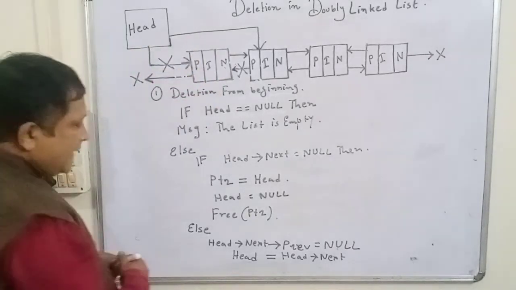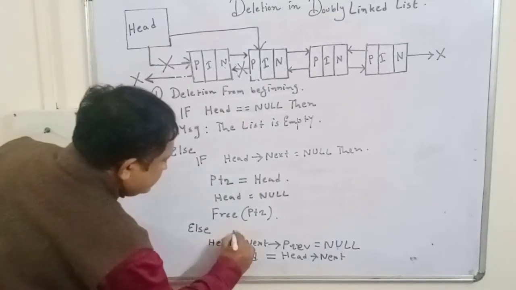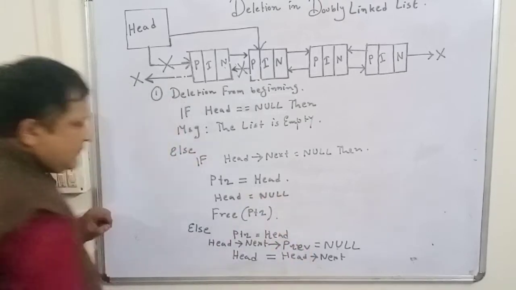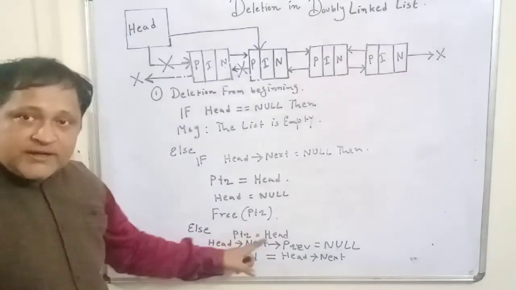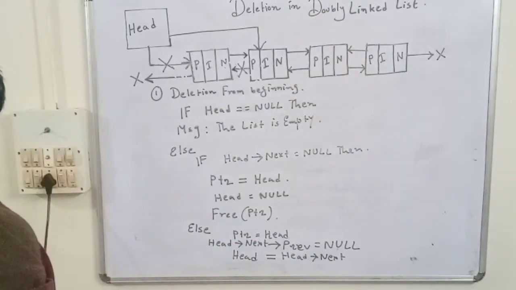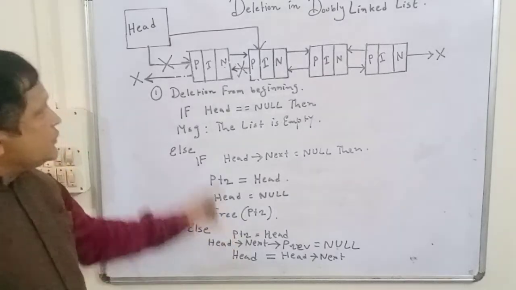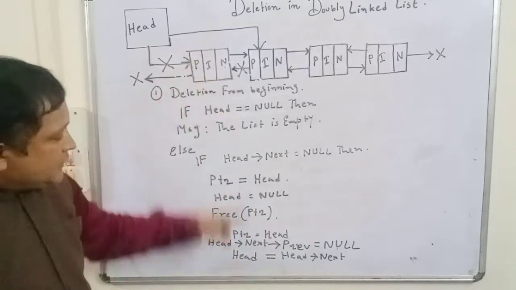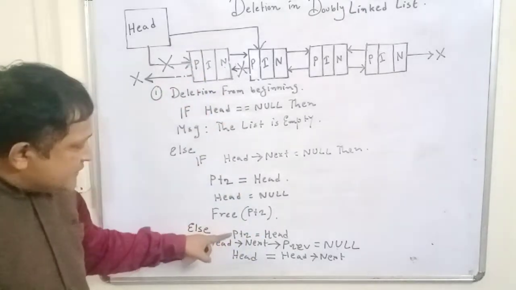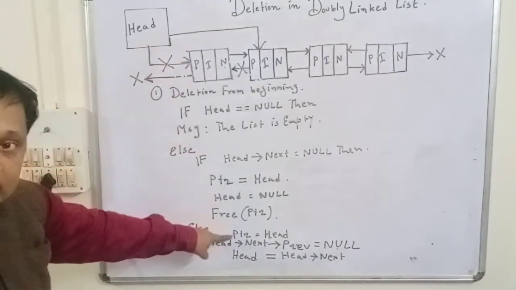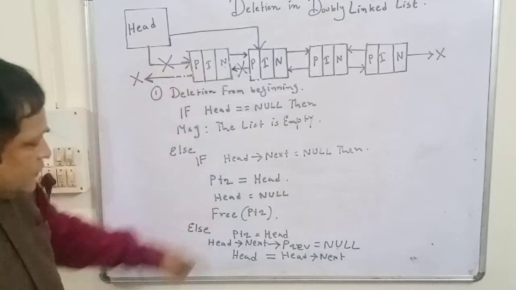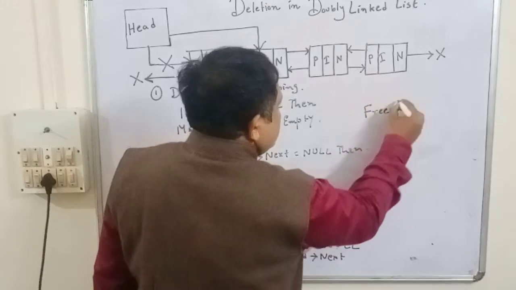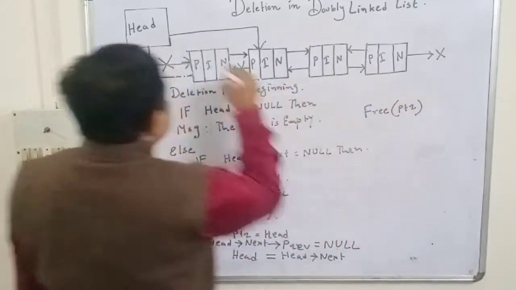And then, before that we should have initialized PTR equal to head. So a pointer was initialized with head. So the pointer was pointing to this particular node. Head contained the address of the first node. After that declaration, the pointer PTR contained the address of the first node. After that, we have to do free PTR. This means this node will be deleted.